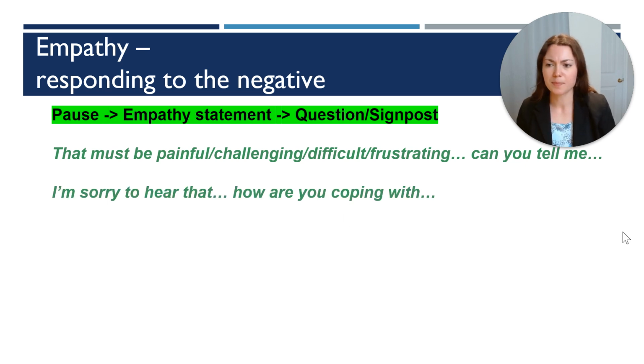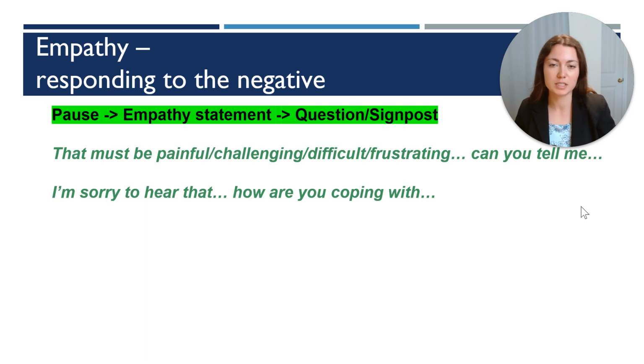Another example there, I'm sorry to hear that. And this one I hear a lot as we are preparing and practicing with role plays. I'm sorry to hear that your child has been sick. How are you coping with that? Notice here, again, you have that empathy statement moving into a very natural follow-up question to keep the conversation going.